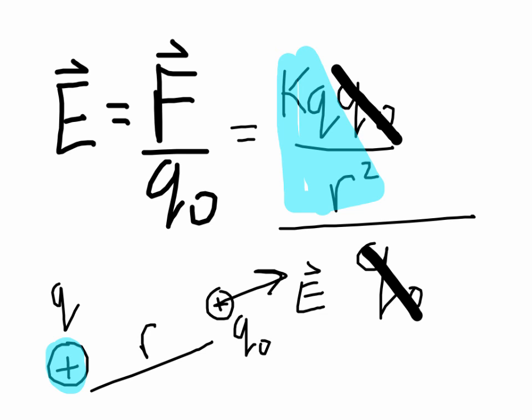So you can see it doesn't depend on the test charge, it just depends on the charge I'm focusing on. I need the Coulomb constant, I need to know what that charge is, and I need to know how far away from the charge I am. So KQ over R squared gives us our electric field strength for point charges.